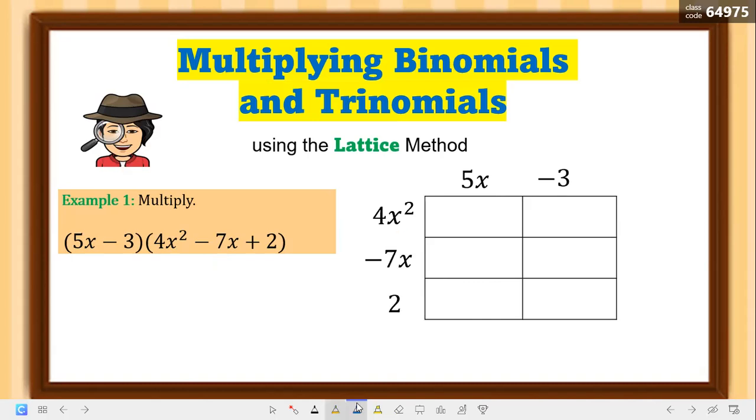Then let's do multiply, everybody. What is 5x times 4x squared? 20x cubed. Okay, very good. 20x cubed. Saan po ulit nanggaling yung x cubed dito? Yung 3? Add exponent. Yes, very good. Remember, may 1 dito, kaya 1 plus 2, 3 na siya. Oh, then, what is 5x times negative 7x?